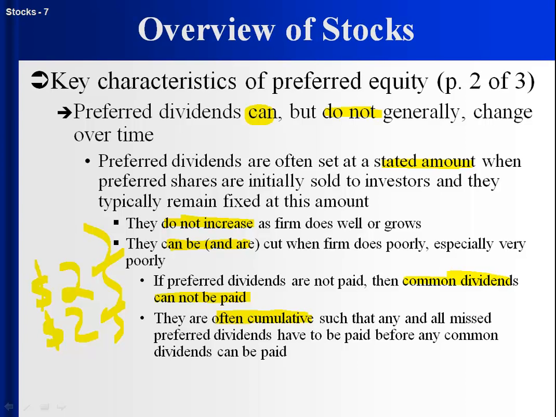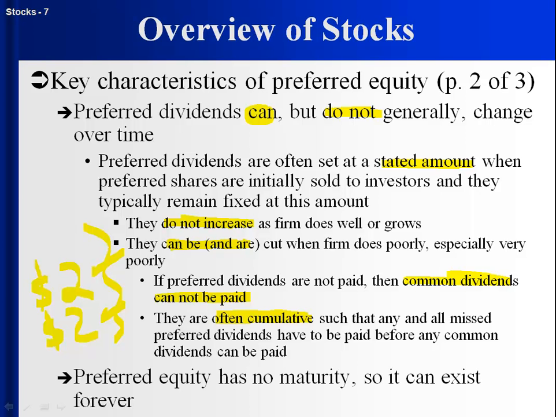So once a firm is unable to meet its preferred obligations, then one way to think about it is the common shareholders need to sit down until the preferred shareholders catch up. And again, preferred equity has no maturity, so it can exist forever. So we're looking at an equity that has a dividend that's expected to remain constant forever and ever and ever.